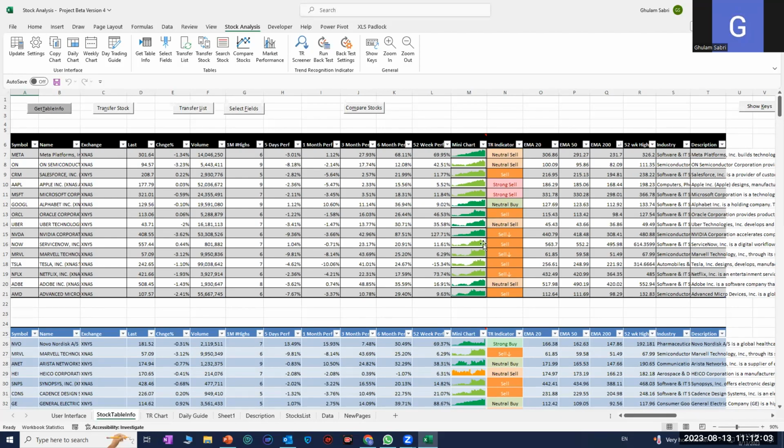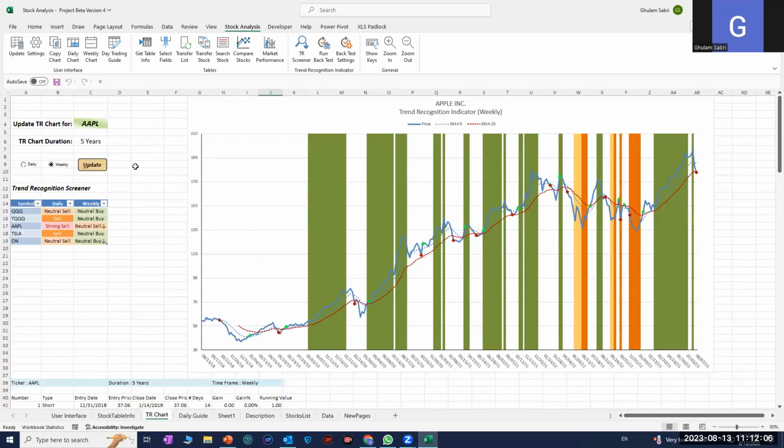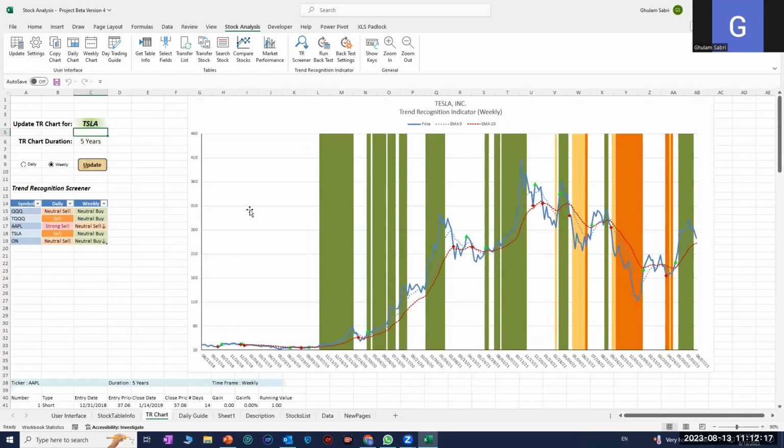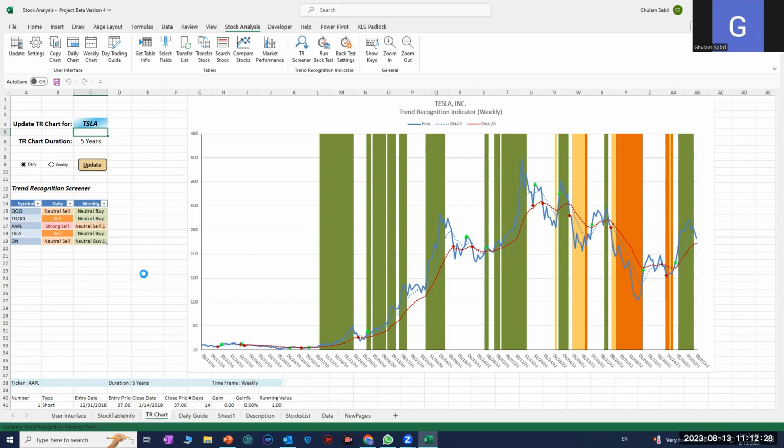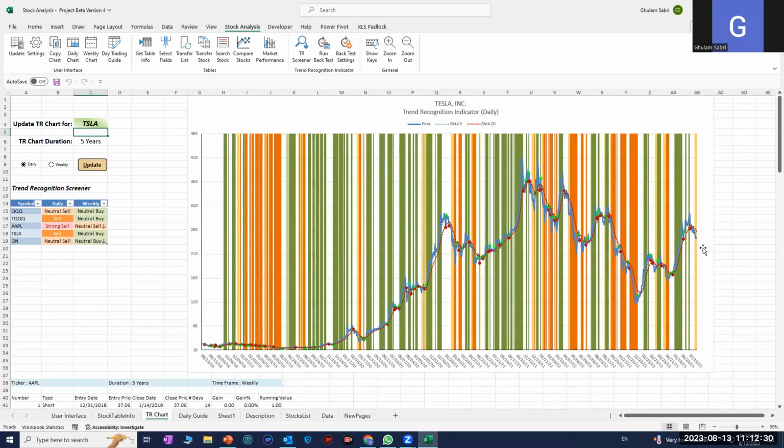You can further go back here. And for example, what was that? Tesla? You look at Tesla, update this. And now it's daily, it's weekly. Tesla is also struggling for the time being, but I want its daily chart. And here's the daily chart. As you can see, the yellow version has started, and it just started last Friday.